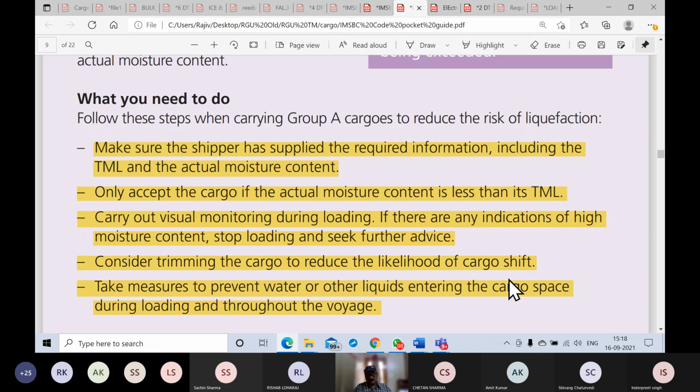A possible compilation of an answer to a question which says, how will you load Group A cargo? The first part could be, what is Group A cargo as far as the IMSBC Code is concerned? Then the second part of the question could be, how can you load Group A cargo if you are nominated to load one?